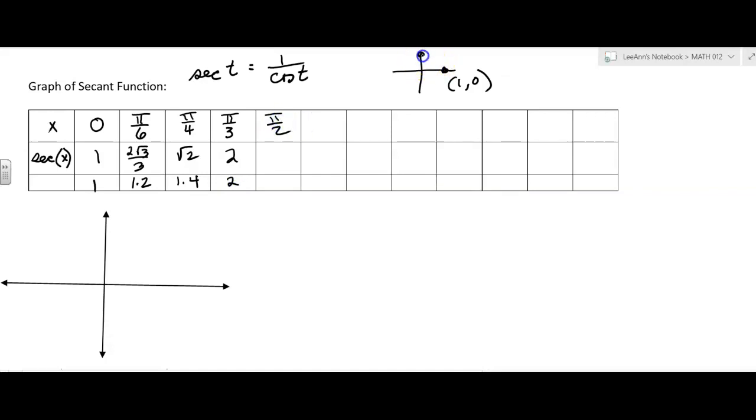And then let's go ahead and go to pi over 2. Now we're here on our unit circle, and that point is 0, 1. And so the cosine is 0. So when you take the reciprocal, you're going to have 1 over 0, and that's going to be undefined. Undefined means it's an asymptote. All right, we can keep going another round here.